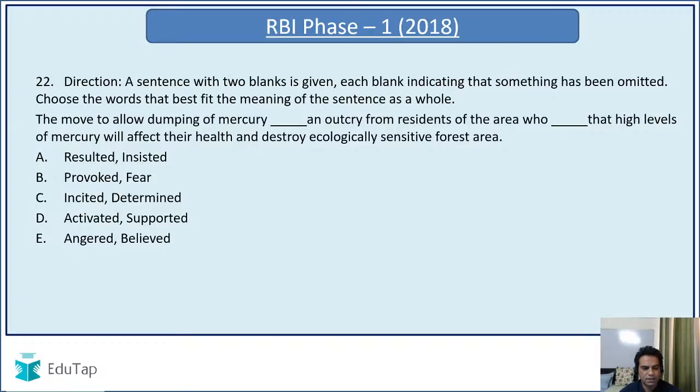So let's read the question and let's try to sort them out. The move to allow dumping of mercury dash an outcry from residents of the area who dash that high levels of mercury will affect their health and destroy ecologically sensitive forest area. So the move to allow dumping of mercury resulted an outcry, provoked an outcry, incited an outcry, activated an outcry, angered an outcry. Yes, guys.